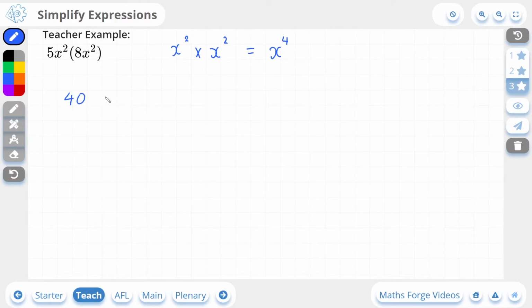And we can simply take this x to the power of 4 and write it next to the 40. So our final answer should be 40x to the power of 4. And if we check our answer, there it is. We'll do one more 3-star example.